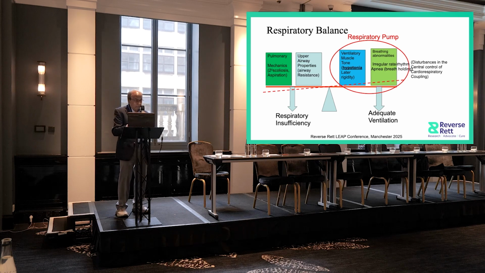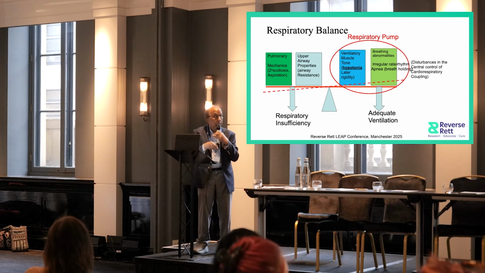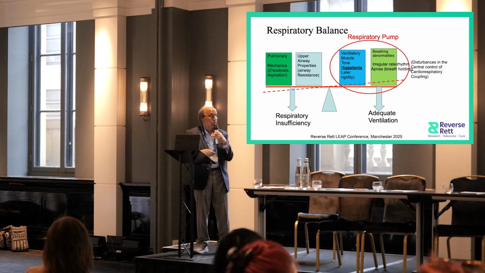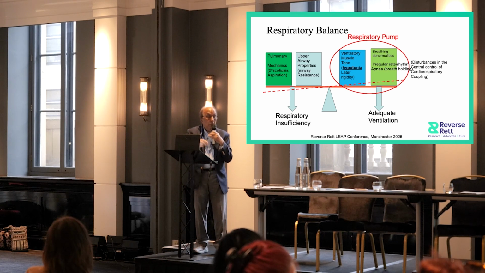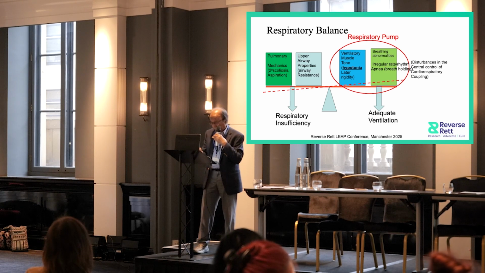If that happens, this arm, the respiratory pump arm, will go up, and at the same time we'll have the other problems in the airways, which I talked about: inflammation, narrowing, obstruction, pneumonia. All those things are going to cause the other arm to go down, and we'll end up with respiratory insufficiency.